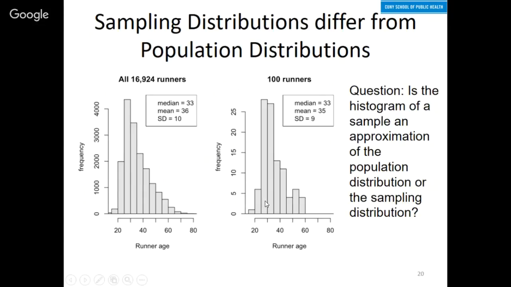So in this one, each of these are individuals. So this is an approximation of the population distribution. This is not a sampling distribution because I'm showing the ages of individuals, not the mean age of groups.